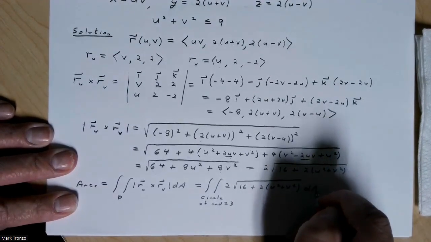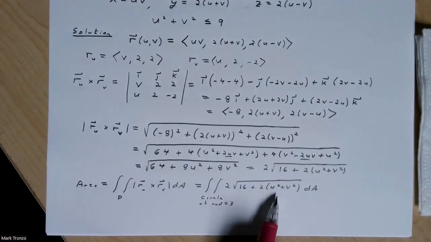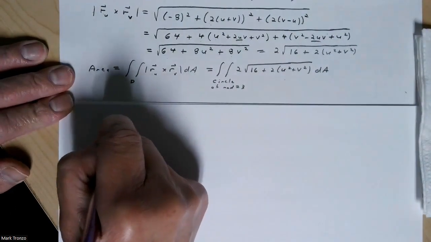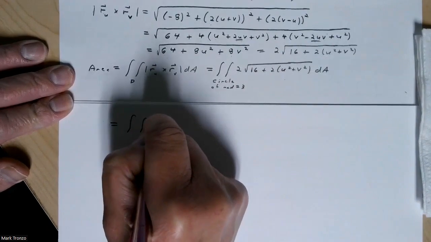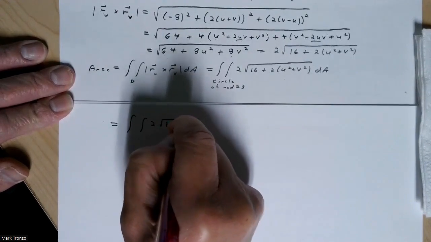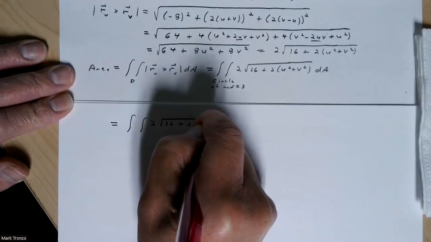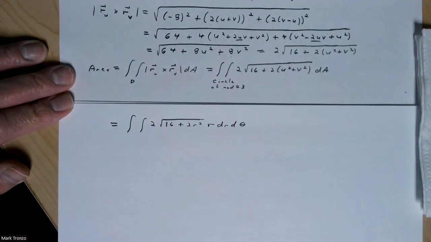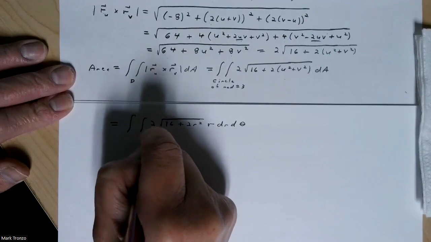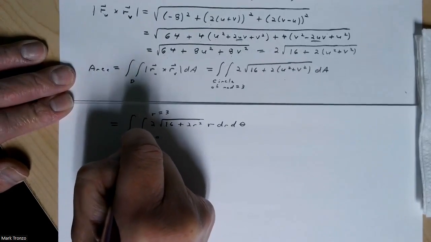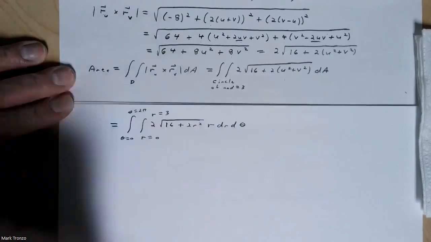And this, of course, due to the nature of the problem we have here, we'll change to polar. We're integrating over a circle, so let's change to polar. So we're going to have 2, and then we're going to call u squared plus v squared r squared, and we change to polar: 16 plus 2r squared. Then always remember, put your Jacobian, r dr d theta. And a circle of radius 3: r equals 0 to r equals 3, theta 0 to theta 2 pi.